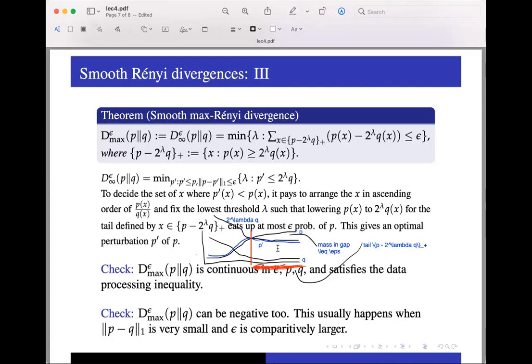For the data processing inequality, I'll use the fact that any optimizer in the domain, which is in the epsilon ball, will get mapped by the private coin algorithm to something which also lies in the epsilon ball of the image. So in other words, to prove the data processing inequality of D epsilon max is easy. You just have to invoke the data processing inequality of the trace distance.